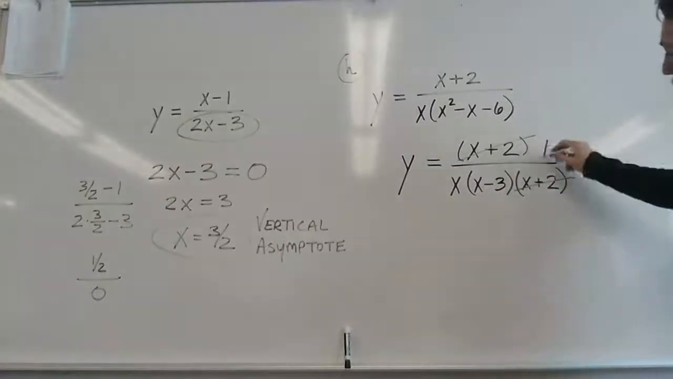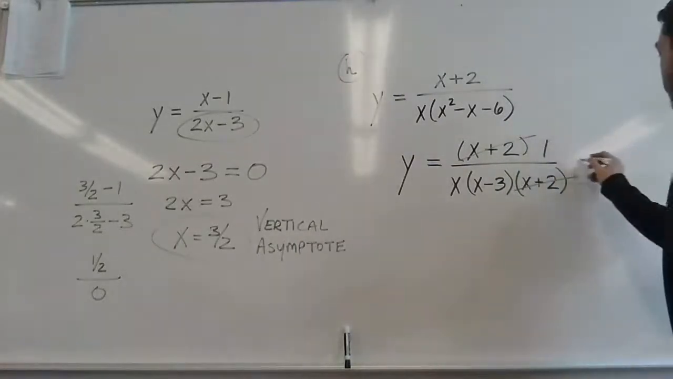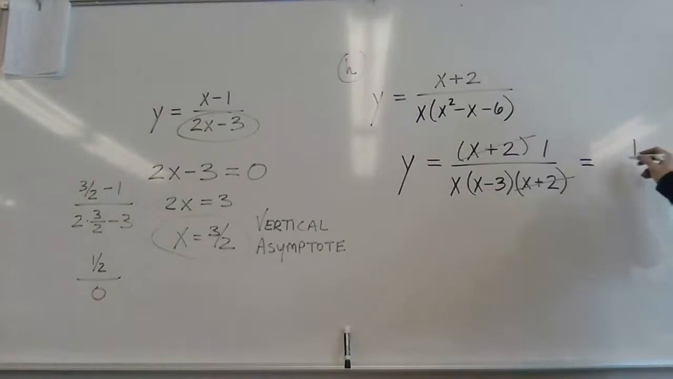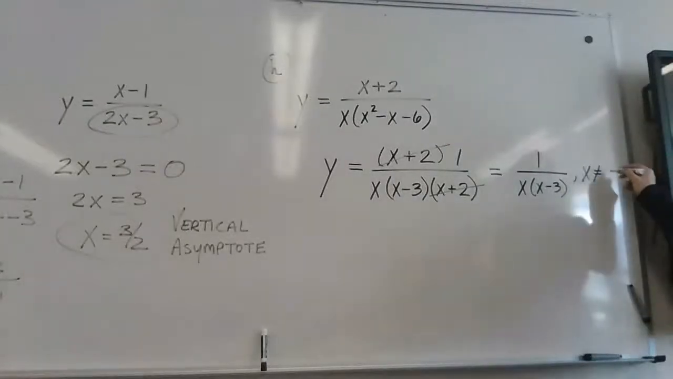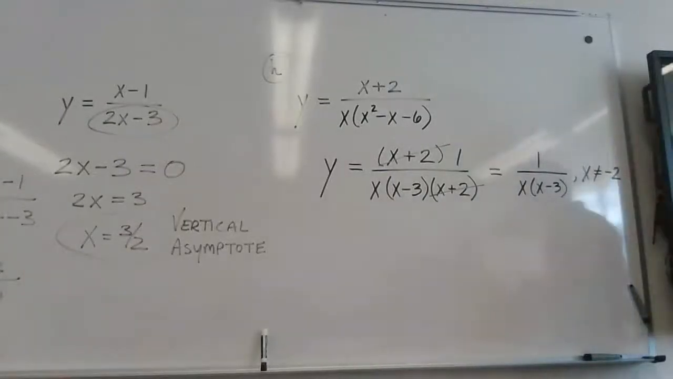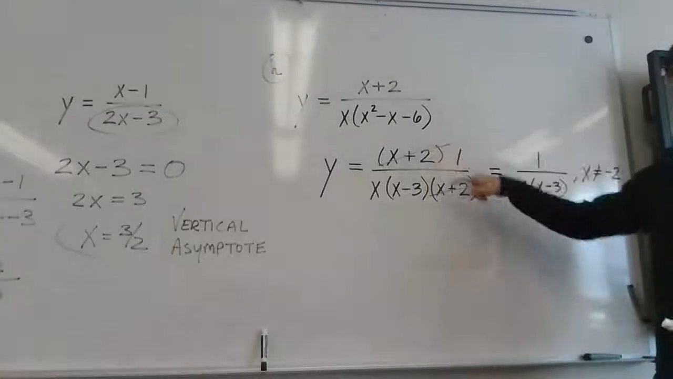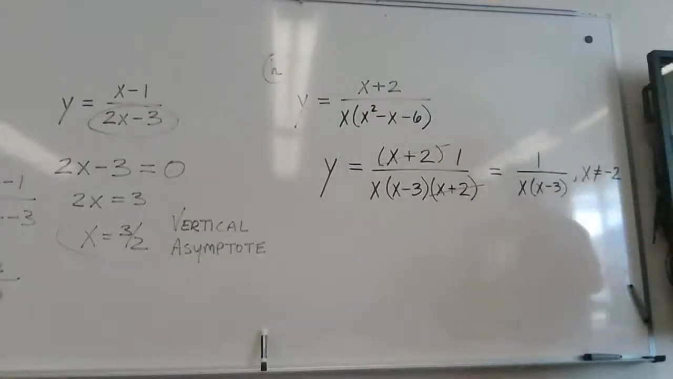1. A 1. So I think I'm going to rewrite this because it looks kind of confusing to me right now. So we rewrite it as 1 over the quantity x times x minus 3 with a condition that x cannot be what? -2. Very good. See that? So that's a hole. Okay, so this canceling out action created a hole at -2.